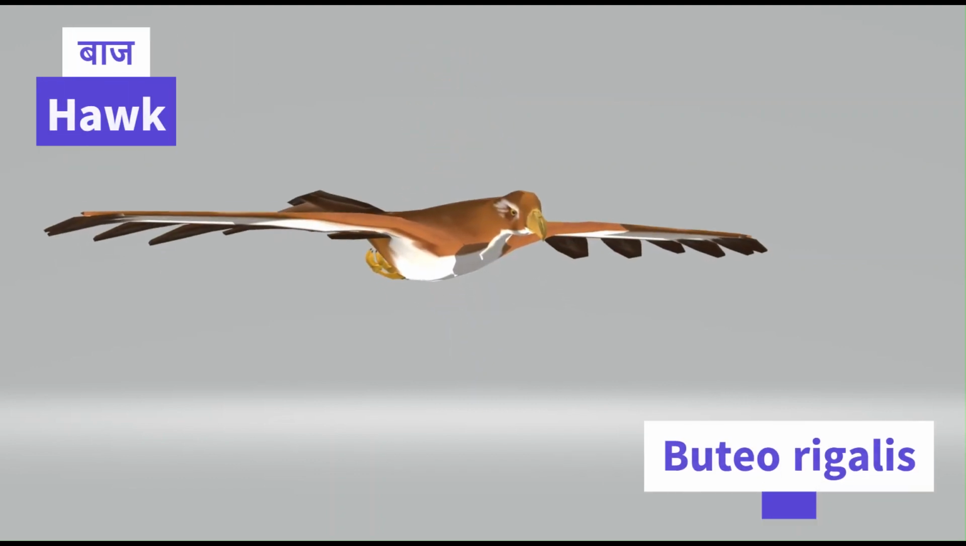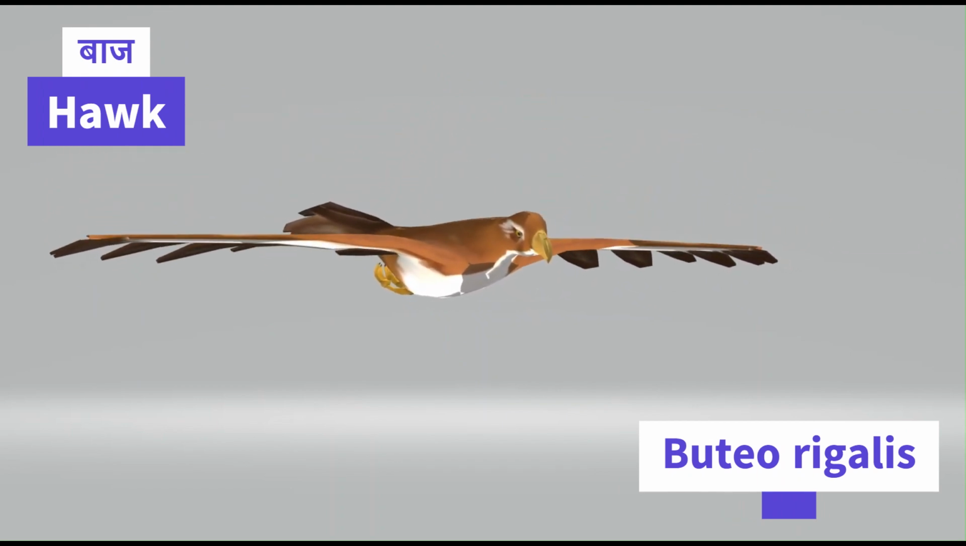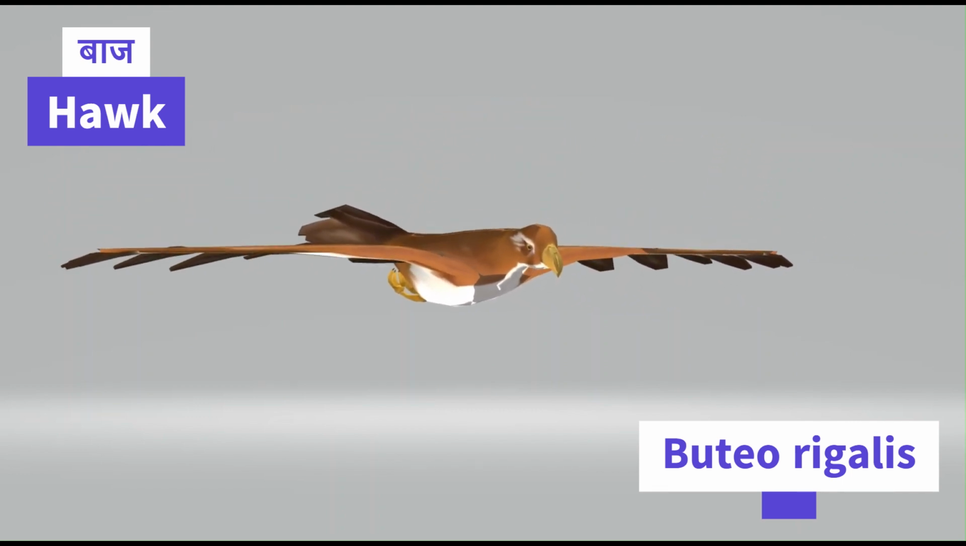The next bird is a hawk. It is known as Baj in Hindi. The scientific name of hawk is Buteo regalis.